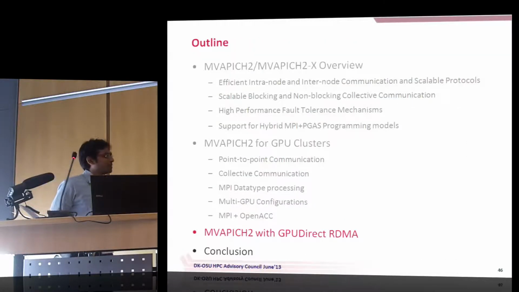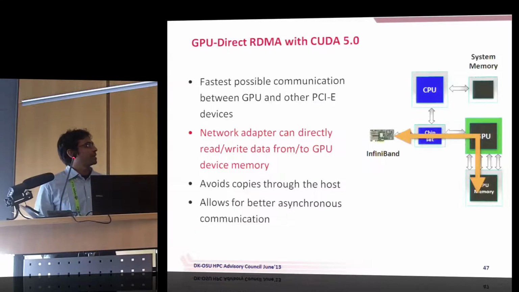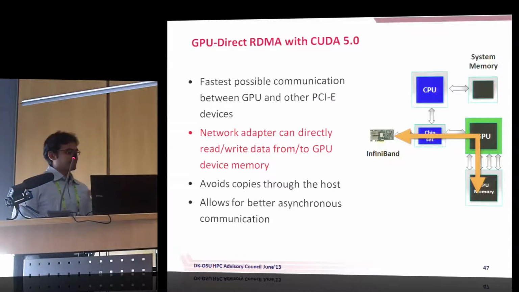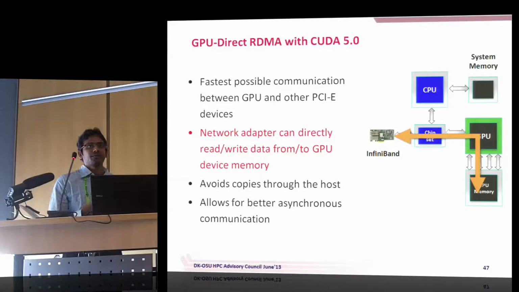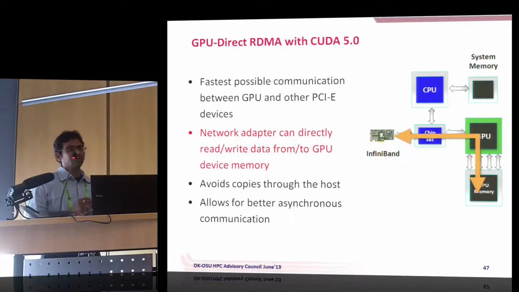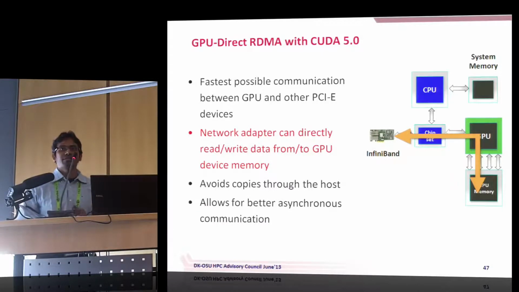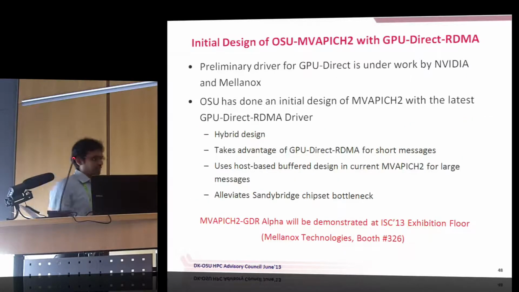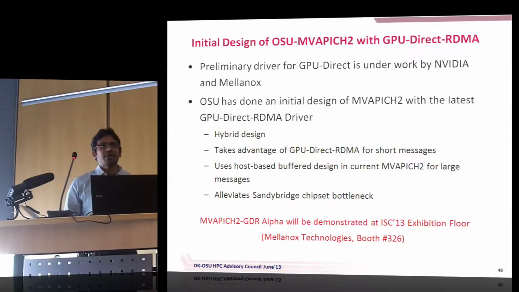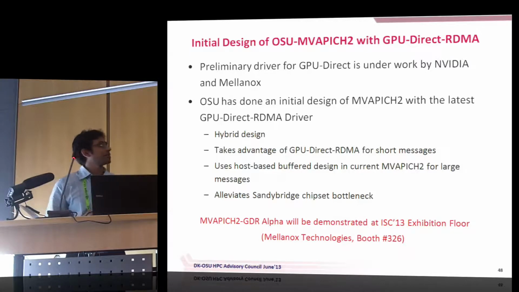Now, moving on to the hot topic, GPUDirect RDMA. GPUDirect RDMA is the latest addition to the GPUDirect feature set, which enables a network adapter to directly read and write data into the GPU device memory. This provides a fast path for communication from the GPU onto the network. What we have done is come up with a preliminary implementation of MVAPICH2 taking advantage of GPUDirect RDMA.